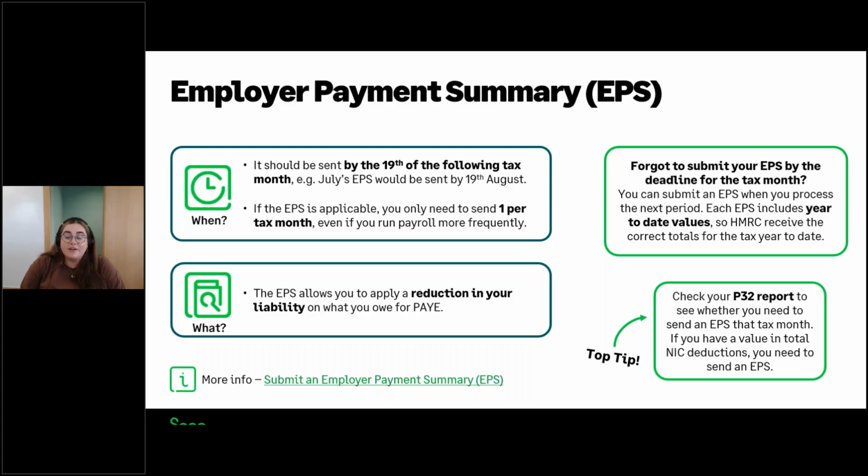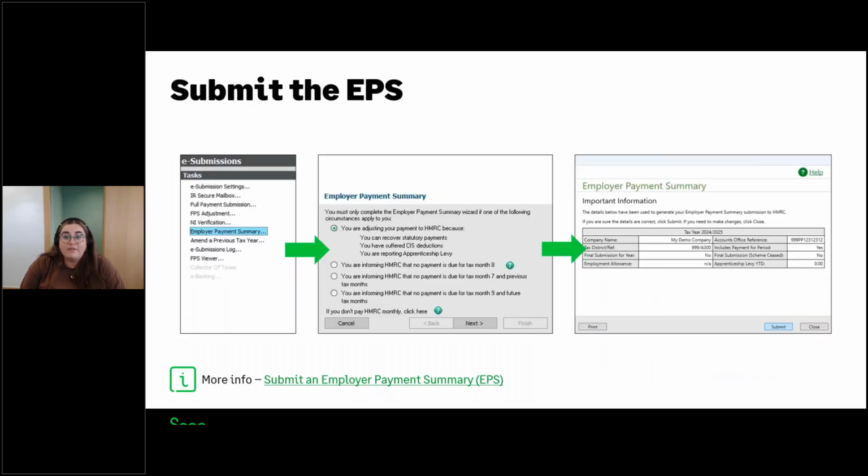So just a reminder then for the EPS. I just did that from my e-submissions tasks. Work through that EPS wizard to select the reason for that EPS, and of course check those year-to-date values, and then use that submission window to submit that across to HMRC. So that is the FPS and EPS. They're the main submissions really that you'll need to know about.